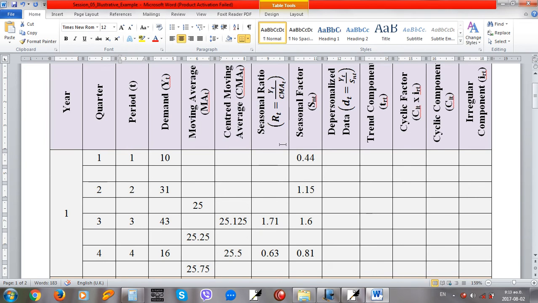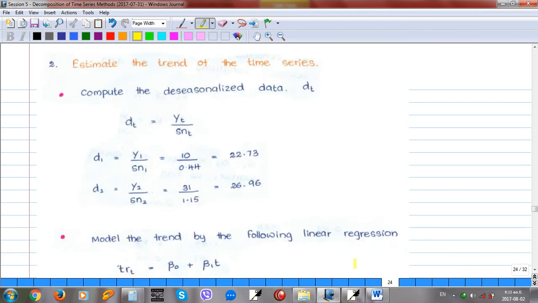Now we found only one thing, so we have to find another three things, that is trend component, cyclic component and the irregular component. Estimate the trend of the time series. Now we found the seasonal component. Now we are going to estimate the trend.